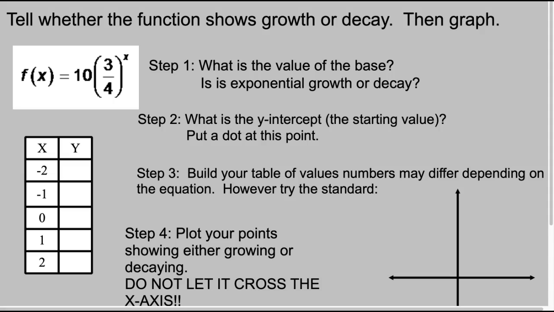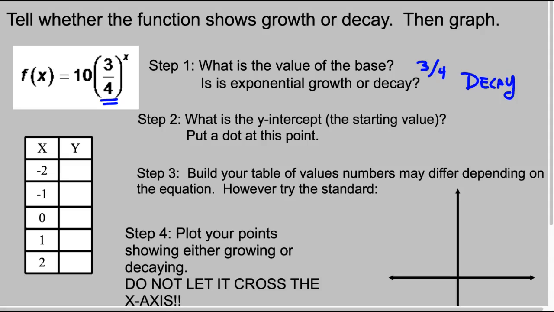All right, here's an example. Tell whether the function is growth or decay. How are we going to know if it's growth or decay? What is the value of the base? What's the b value? Since the b value here is 3/4, then this is going to be decaying, because you're going to take 3/4 times 3/4 a bunch of times. So if you take 3/4 times 3/4, you get 9/16, and 9/16 is actually less than 3/4.